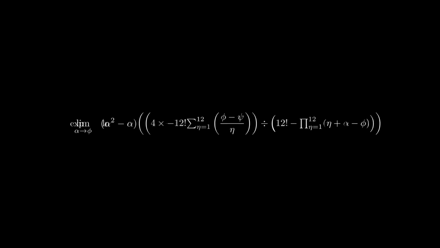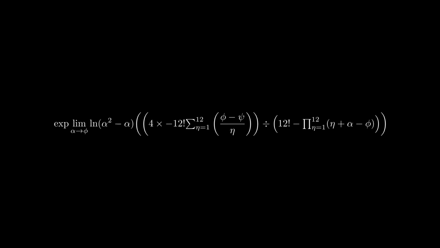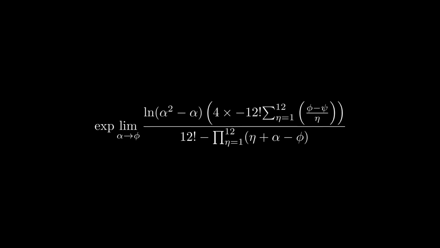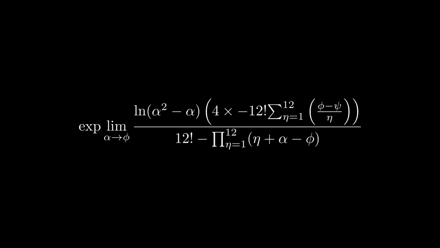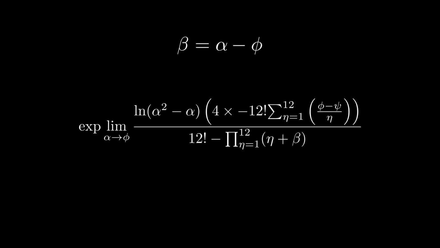And up next comes one of the most important steps of this limit. We pull the exponentiation of the power out of the limit statement, which lands the base encapsulated in a logarithm within the limit statement. Let's first make this a little prettier, and then we can make a substitution to further simplify the limit. We take beta to be alpha subtracted by phi.